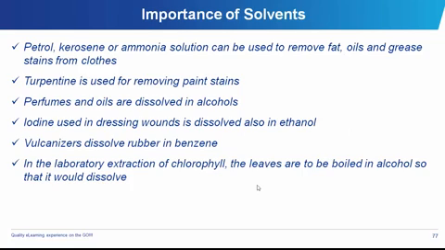Importance of solvents. Solvents like kerosene, petrol, and ammonia solution help us to remove fat, oils and grease from our clothes. Turpentine helps us to remove paint stains. Perfumes and oils are dissolved by use of alcohols, and iodine used in medicine is also dissolved by means of ethanol. Vulcanizers use benzene to melt and dissolve rubber alongside some other components, and so solvents are very important in our work.